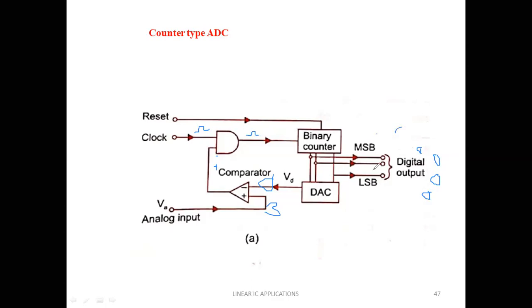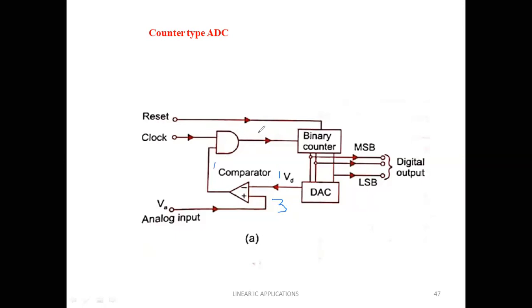0, 0, 1 is given as the input of the DAC. Then the output of the DAC becomes 1, and here the analog input is 3. So again, the non-inverting input terminal is greater than the inverting terminal, and the comparator output voltage is 1. Therefore, it transmits the pulses.